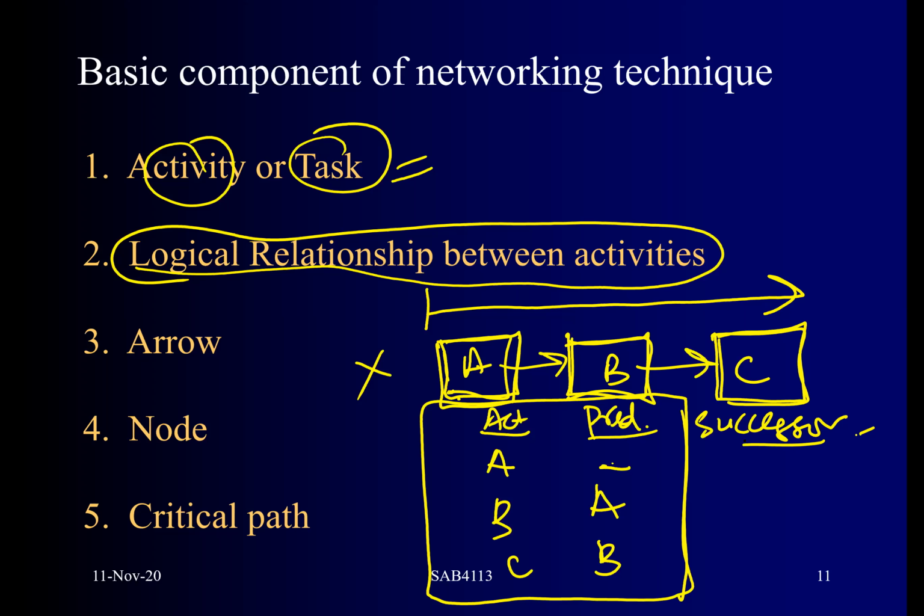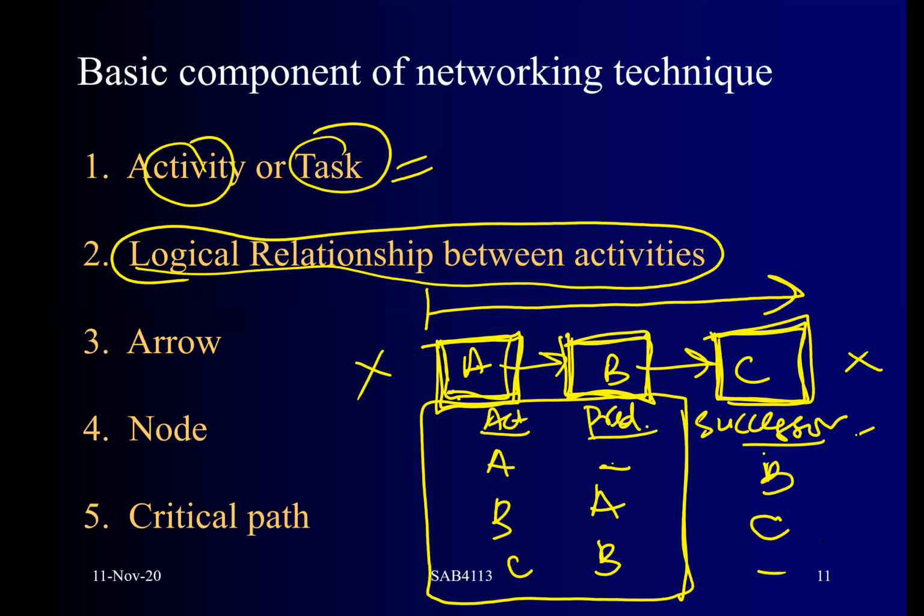But there is another way to put it, successor instead of predecessor. Successor is the one that comes after that activity. For instance, what comes after A is basically B. What comes after B is basically C. And what comes after C? Basically none. See? There is another way of drawing. So that's what we call logical relationship.